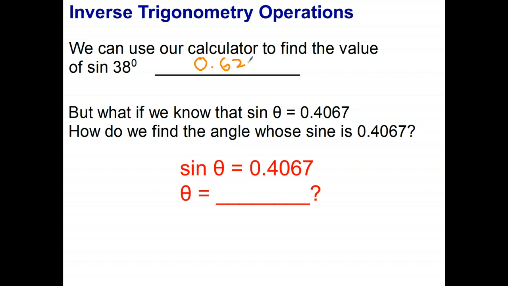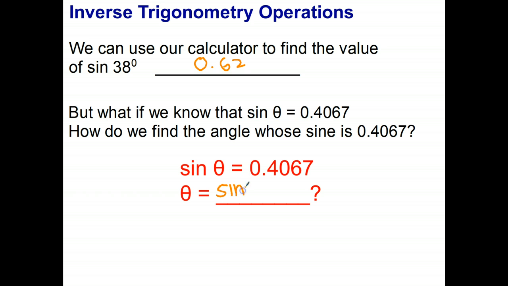Now to find the angle, we end up with a question like this. What if we know that the sine of some angle is 0.4067, and we need to figure out what the angle is? So here's what we know, and here's what we're trying to find. Well, basically what we have to do is the inverse of finding the sine. And believe it or not, that operation is called inverse sine. So we need to do inverse sine on theta.